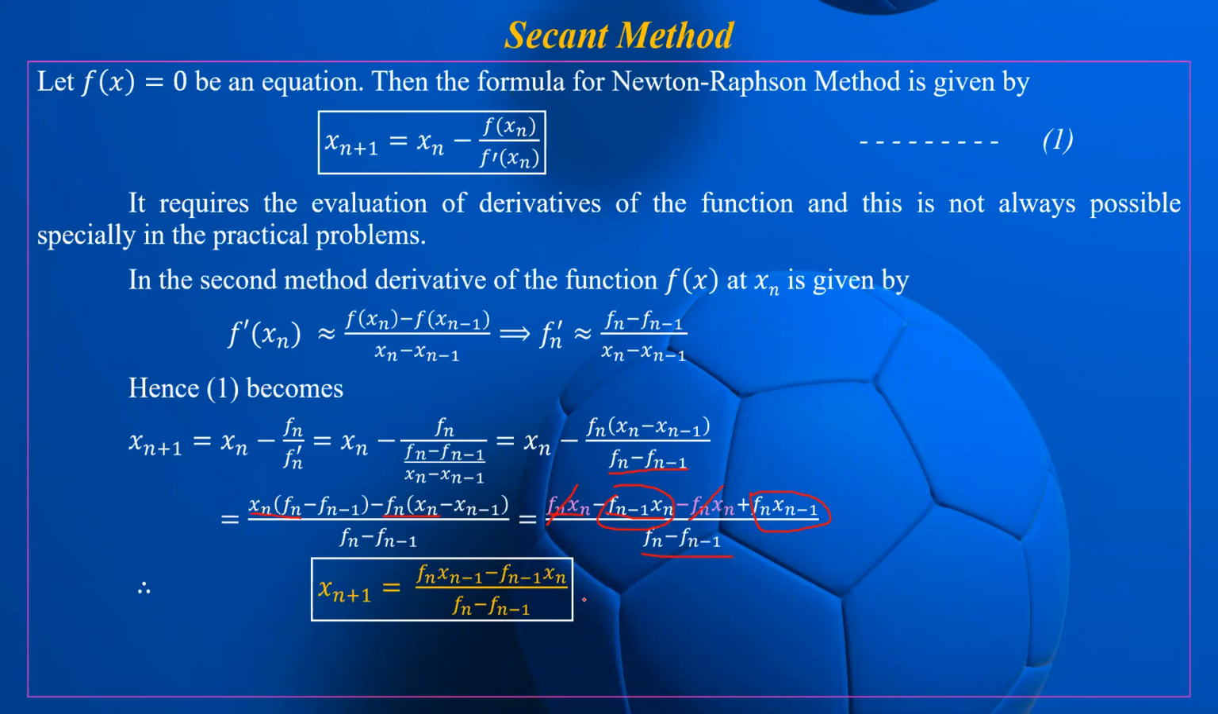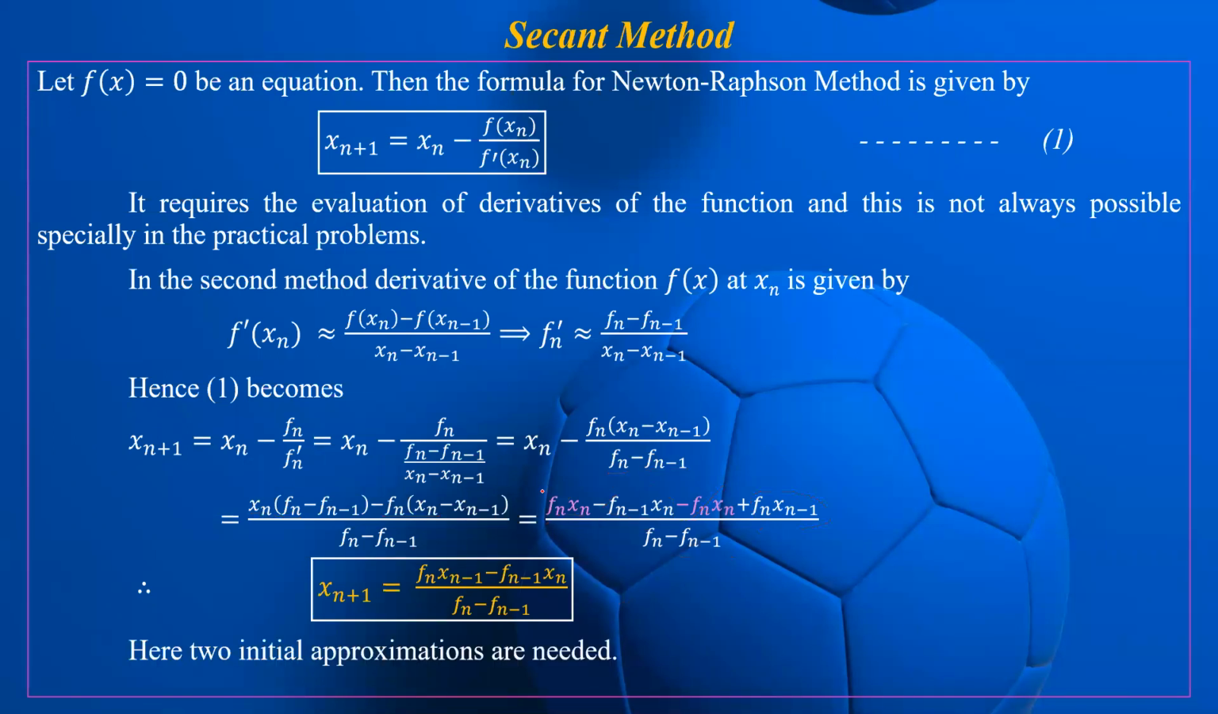So this is the formula which is used in the secant method, and clearly there is no need to find the derivative of the given function. If we know the value of the function at particular points, then we are able to find the approximate value of the root of the given algebraic or transcendental equation. Let us use this and try to solve some examples.